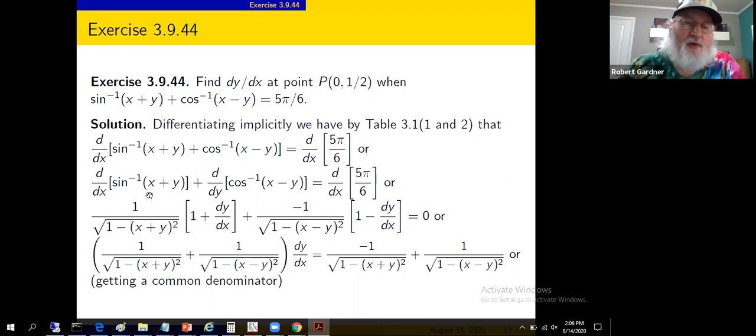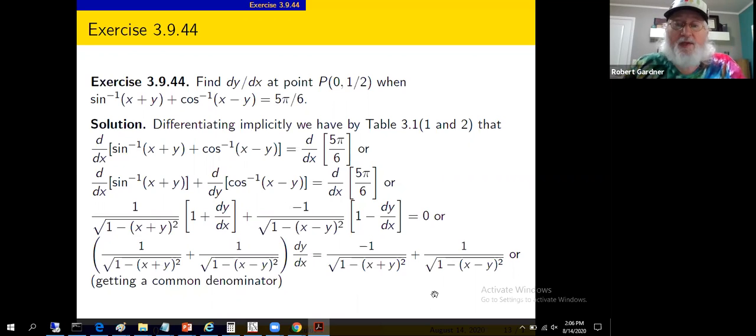We've got this term will move to the right-hand side of the equation, and we've got this term will move to the right-hand side of the equation. 1 over square root of 1 minus x plus y squared, square root of, there it is, except it's negative because it's on the other side of the equation. This thing, there it is on the other side of the equation, except now it's positive because we moved it to the other side of the equation.